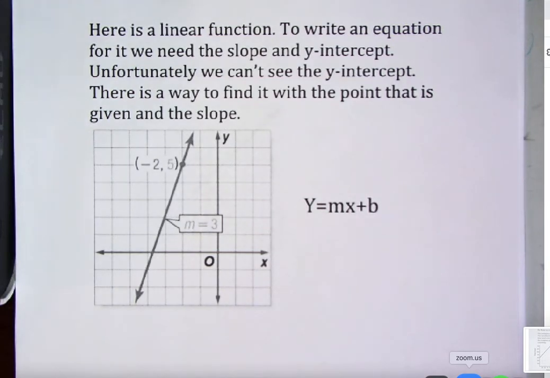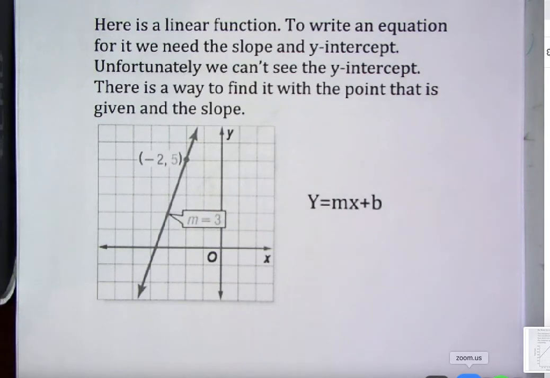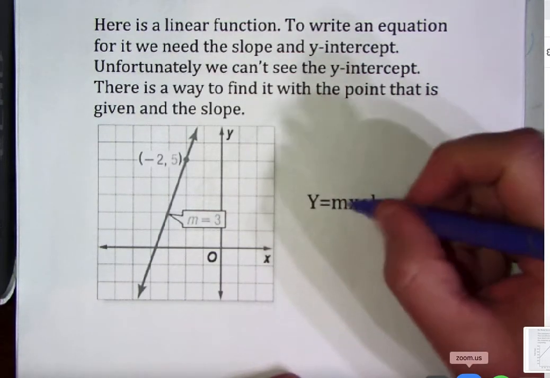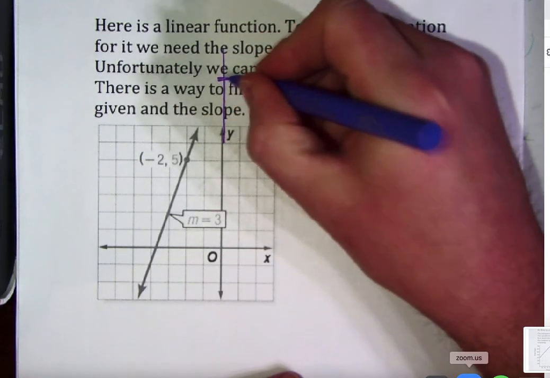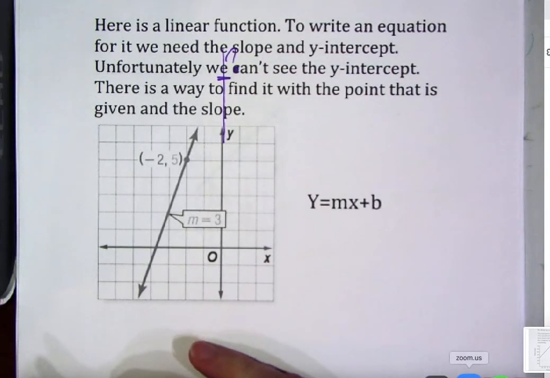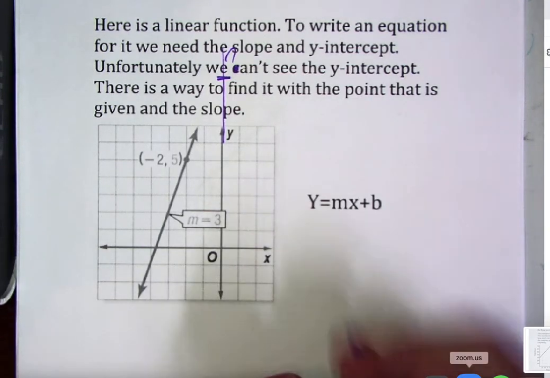But there is a way to find it with the point that they give us and the slope. Okay, so this is new. We don't know the y-intercept. We could probably say, I don't know, somewhere up here somewhere. We just don't know. We can't see it. The cool thing is we can find it.